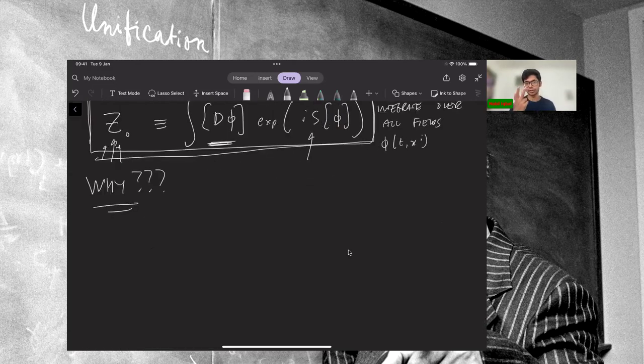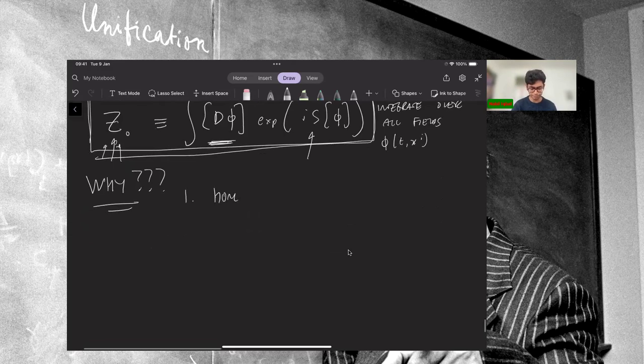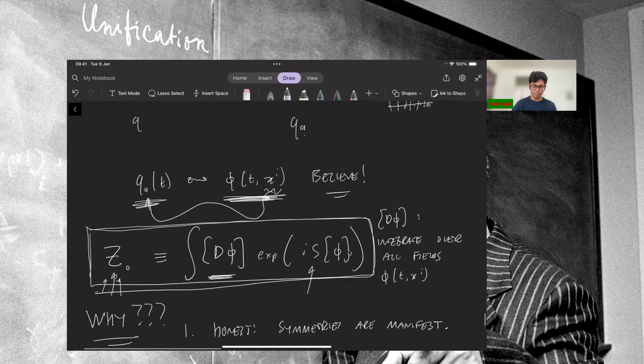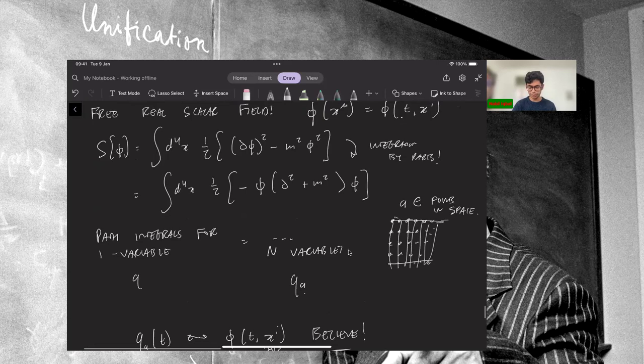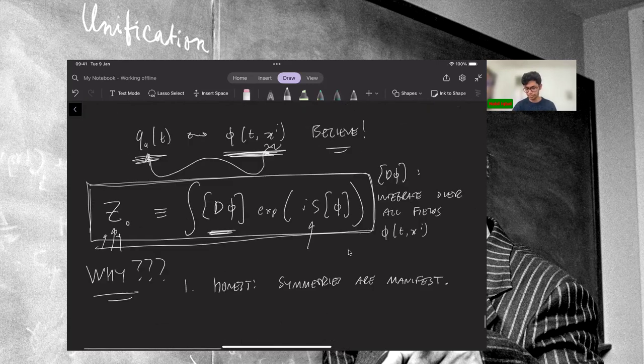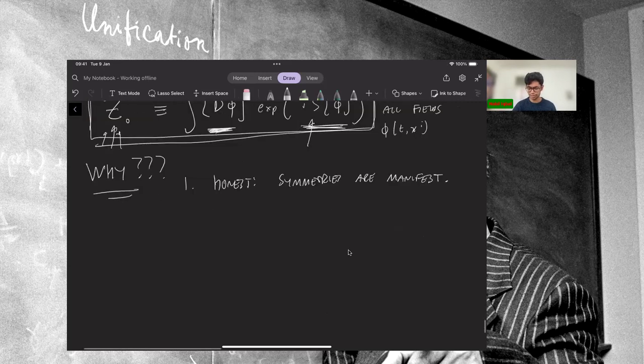So there are two reasons. One of them is honest, and I'll give the secret reason later. So first, the honest reason: the symmetries are manifest. What I mean by that, you see, for example, this action is Lorentz invariant. You've shown already that this S is Lorentz invariant. You integrate something Lorentz invariant, so everything looks Lorentz invariant.